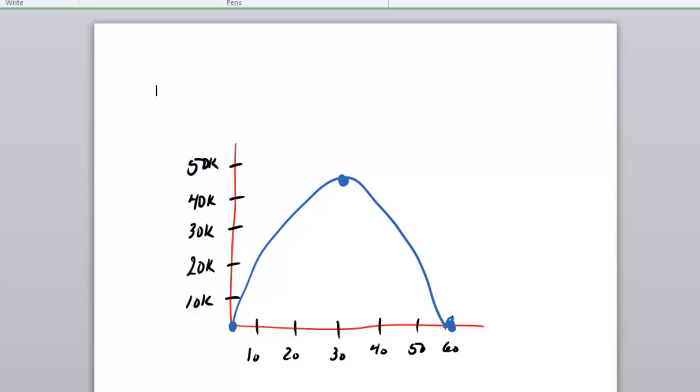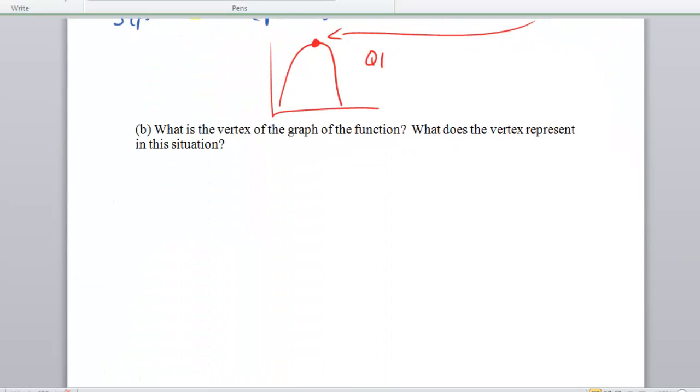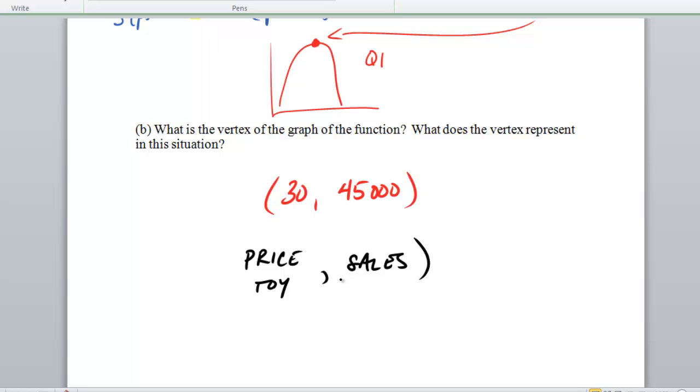Now, part B of this problem basically asks us what is the vertex of the function, and we already kind of defined that as 30 and 45,000. It says, what does the vertex represent? Well, the first part represents the price of the toy, and then the second part represents the sales that we would obtain with that given price. So at $30, I can expect $45,000 in sales.